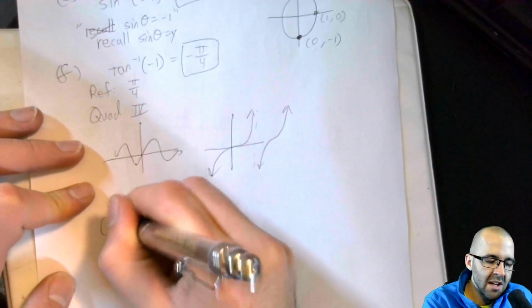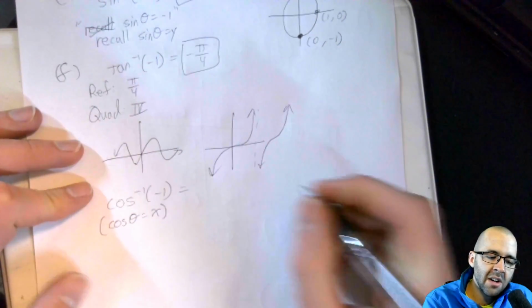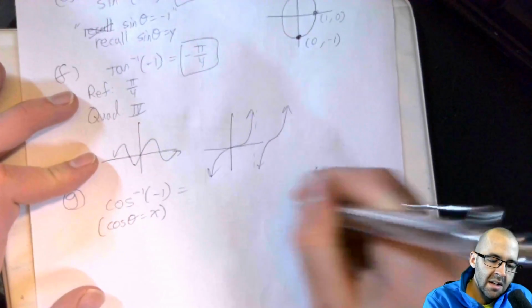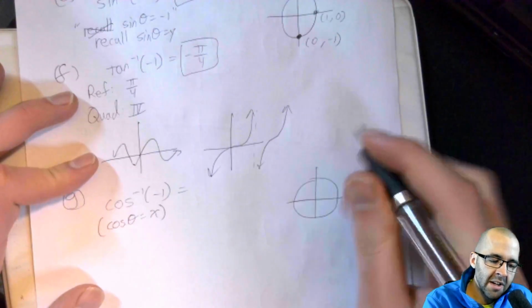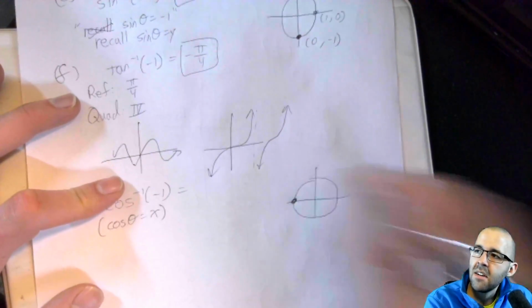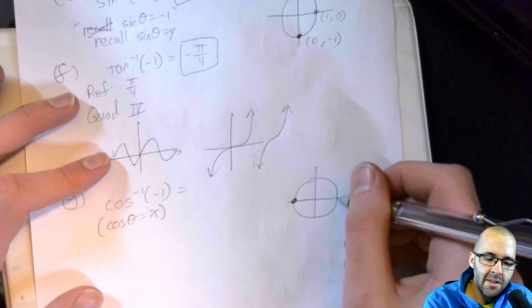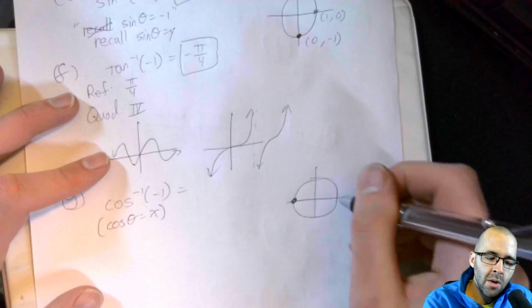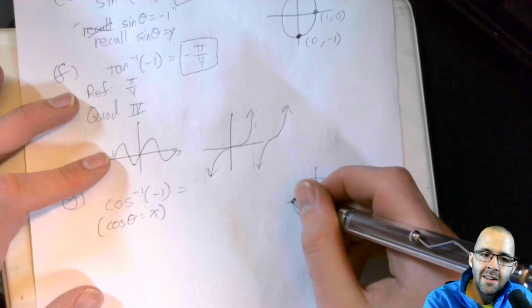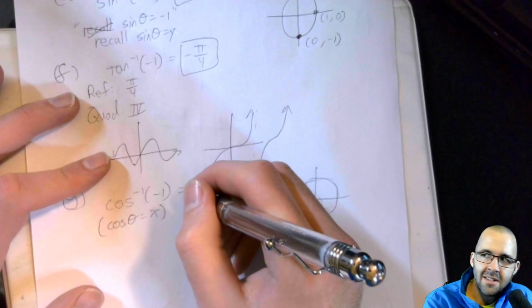So again, remember that cosine of an angle is equal to the x coordinate on the unit circle. So we just draw a nice little unit circle over here. When is the x-coordinate -1? And we're right here. So we can think of this angle as pi, or we can think of this angle as -pi. But only one of them is the right answer.